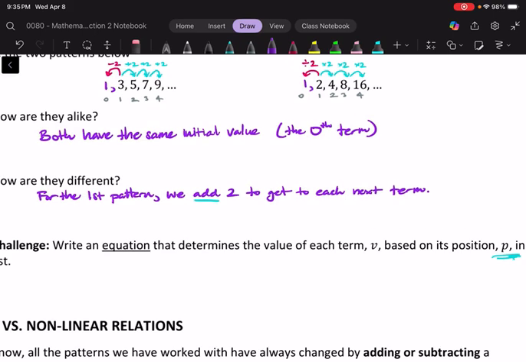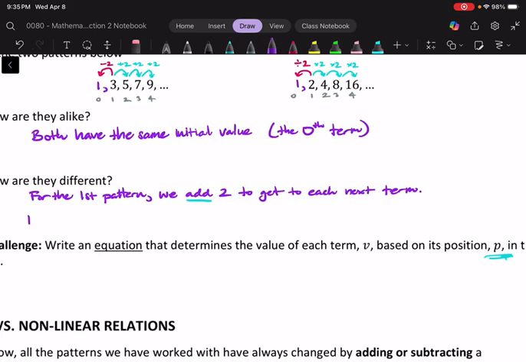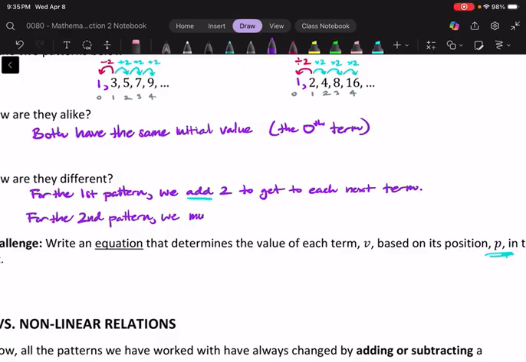Whereas for the other one, even though 2 is involved, we're not adding. So for the second pattern, we multiply by 2.